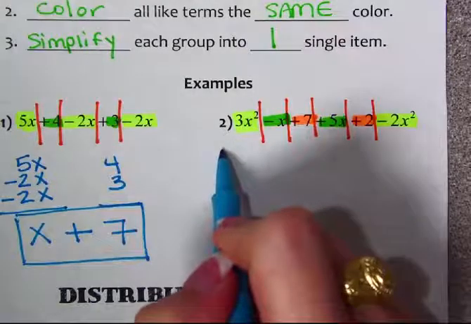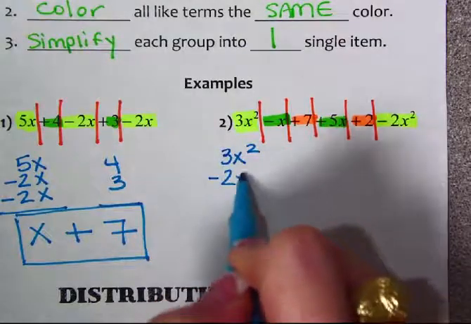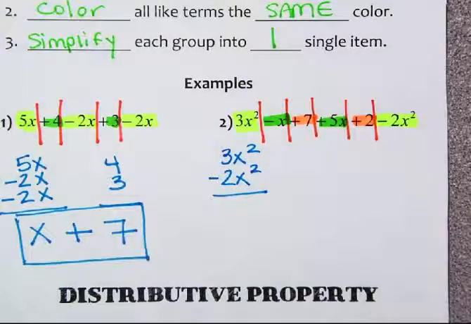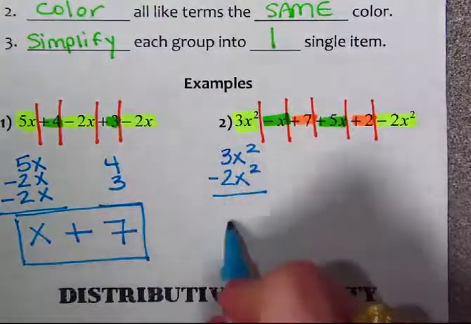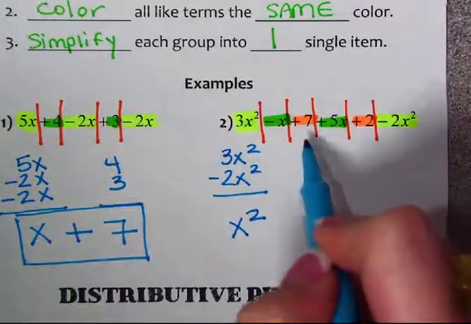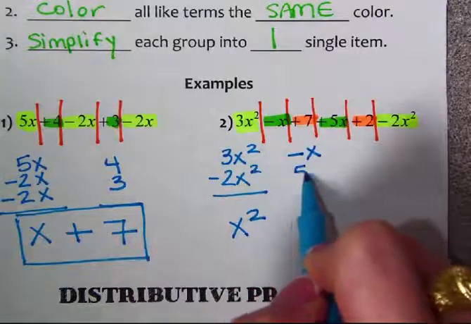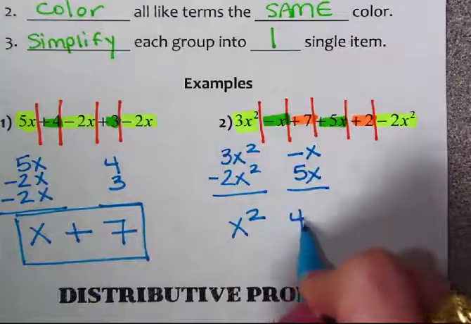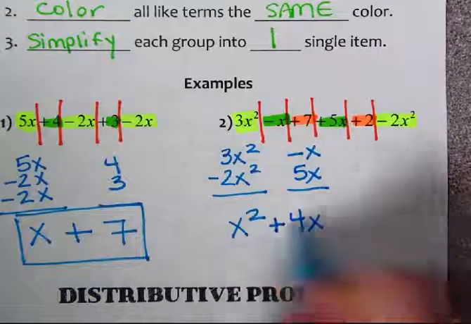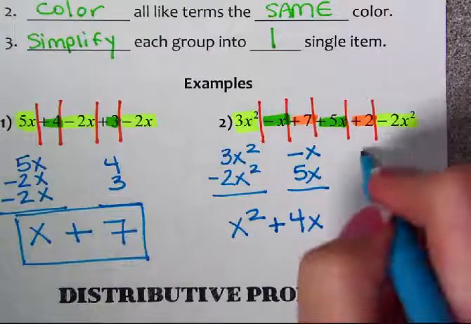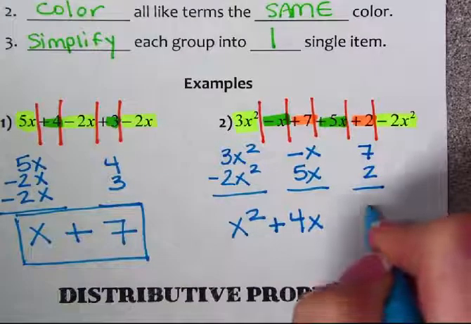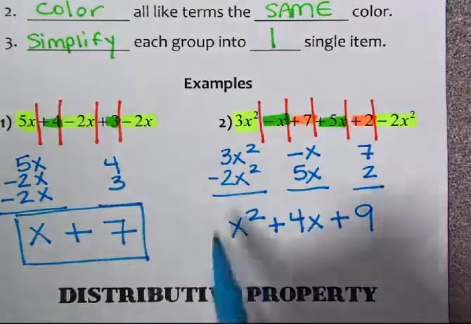So let's start with the 3x squared minus 2x squared. Again, just treat the variables like they're animals. I've got 3 elephants, I take away 2 elephants. How many elephants do I have left? 1 elephant, and the elephant is the x squared. So I've got an x squared. And then now do the green group, negative x and 5x, and that gives me a positive 4x. So since it's positive, I can put a plus in between that. And then the 7 and the 2, that's a positive 9, so I will have a plus in between there.